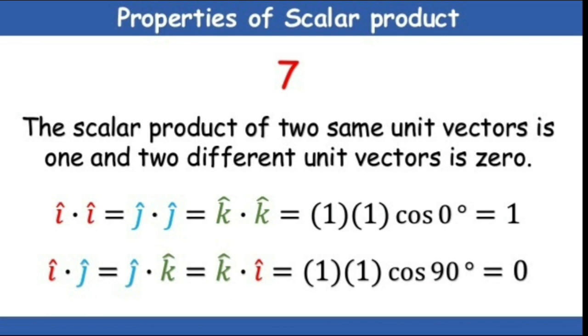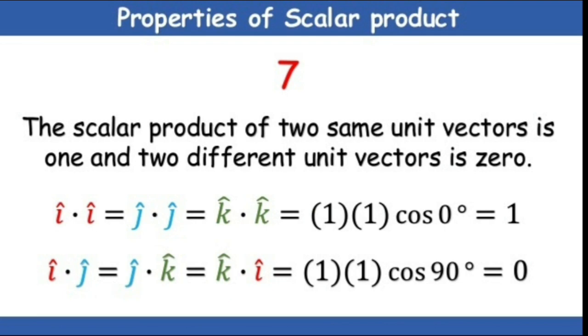But for i dot j, the angle between i and j, they are along x and y axis respectively. So the angle between them is 90 degrees, cos 90 is 0. So i dot j, j dot k and k dot i is equal to 0. So i dot i, j dot j, k dot k is equal to 1, and i dot j equal to j dot k equal to k dot i is equal to 0.